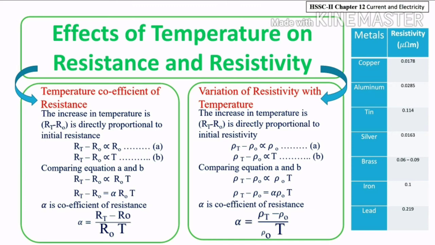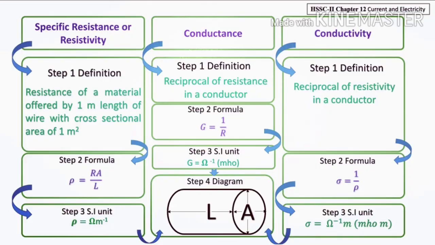On the extreme right side, the table represents the resistivity of different metals. Copper 0.0178, aluminium 0.0285, silver 0.0163, brass 0.062, iron 0.1, lead 0.219. In the next slide, there is a difference between specific resistance or resistivity, conductance and conductivity.